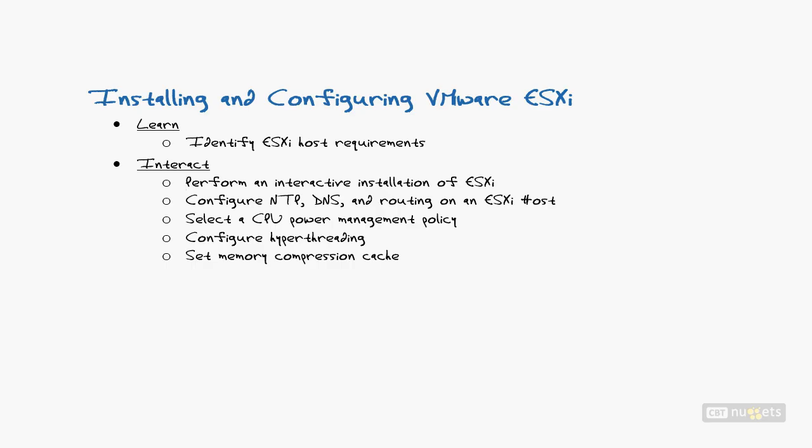So what have we talked about in this nugget? We've talked about the implementation of VMware ESXi and how this neat little appliance-like operating system can really change the entirety of how our data center operates. We started by talking about some of the host requirements and just the things you need to be aware of as you're going about purchasing the equipment for this environment. And then we went through, in the interaction portion, an actual installation of ESXi. We configured some of the networking and then the time settings. And then we put together a CPU power management policy, or at least took a look at it, configured hyperthreading, and set that memory compression cache.